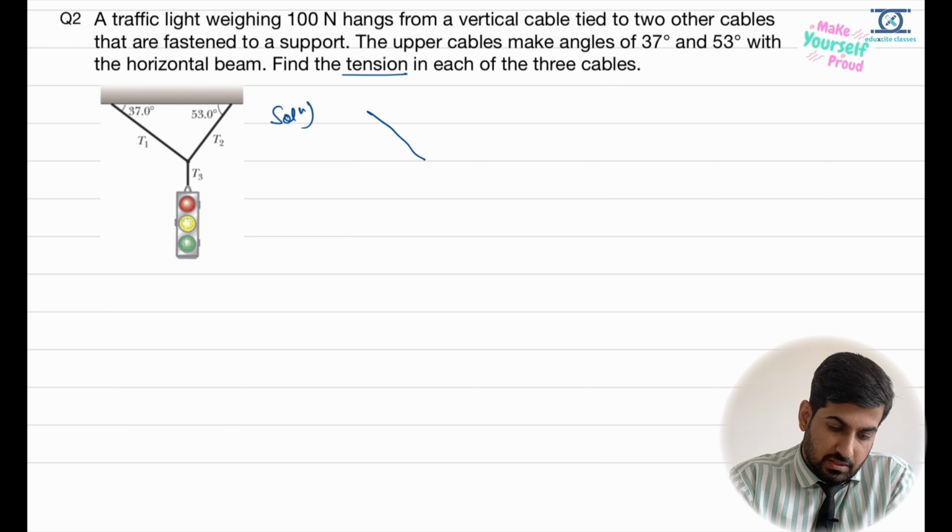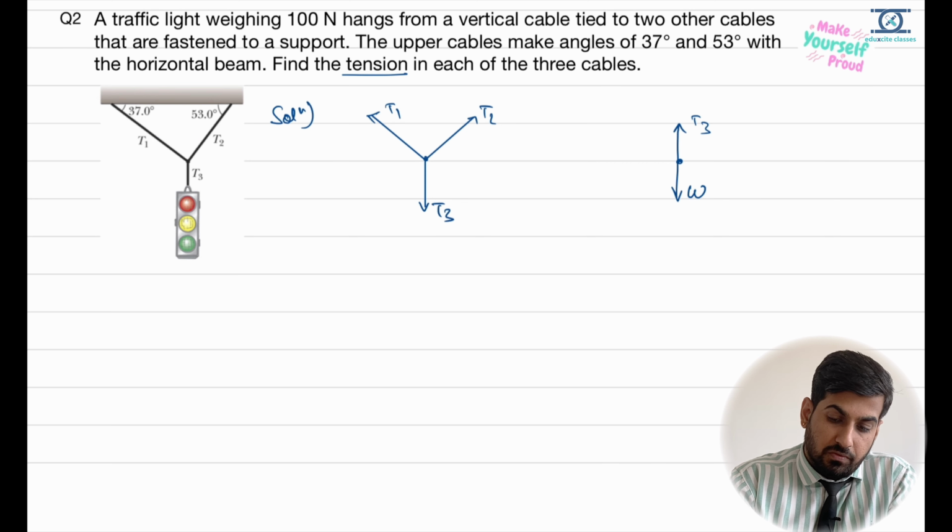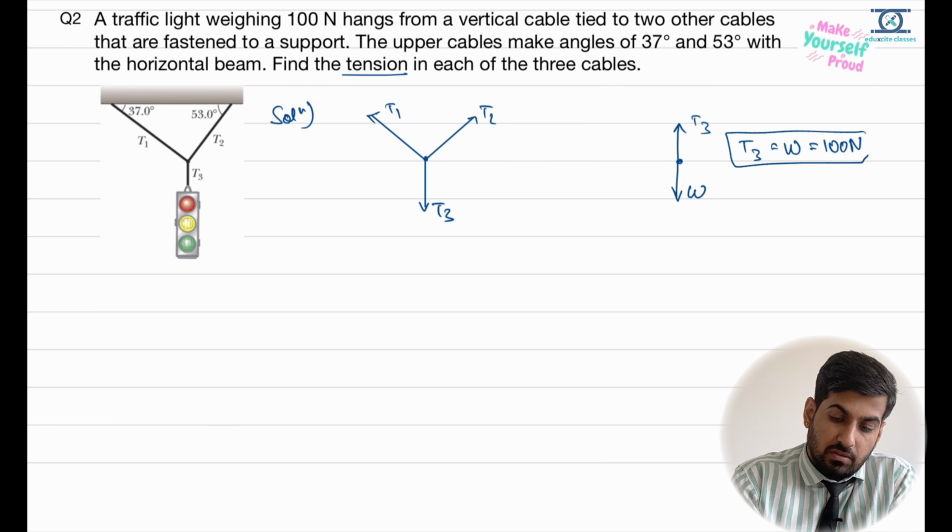So this will be T1, this will be T2, and this will be T3, right? So this is tension T1. Tension is always away from the point. For T3, for the traffic light I can say the weight is acting in the downward direction, and that is equal to T3. So from here I can say T3 is equal to W, which is equal to 100 Newton given in the question. Okay, now I will resolve this.